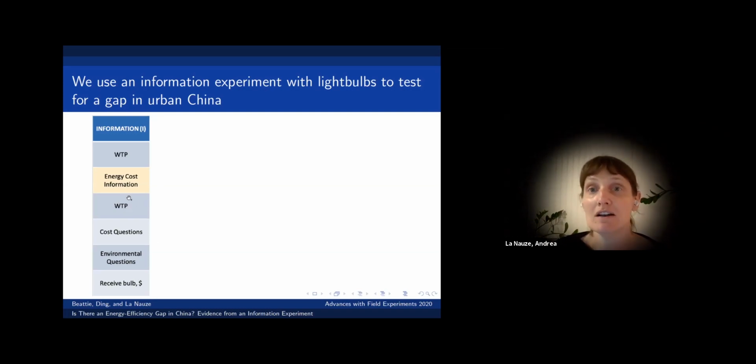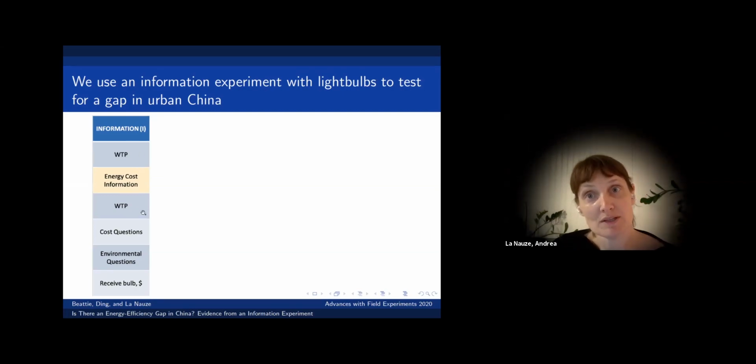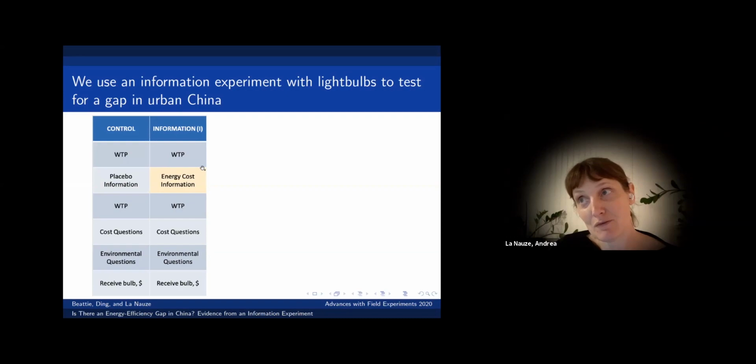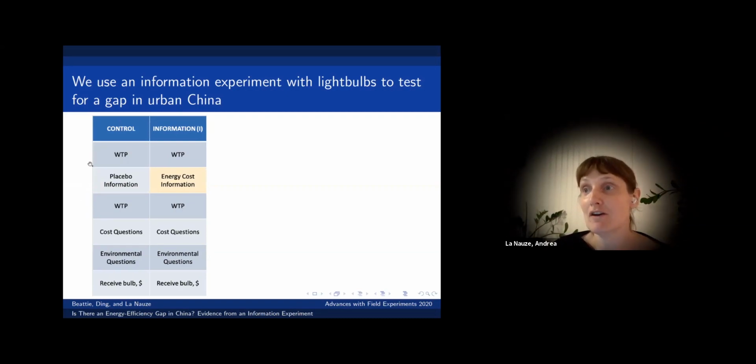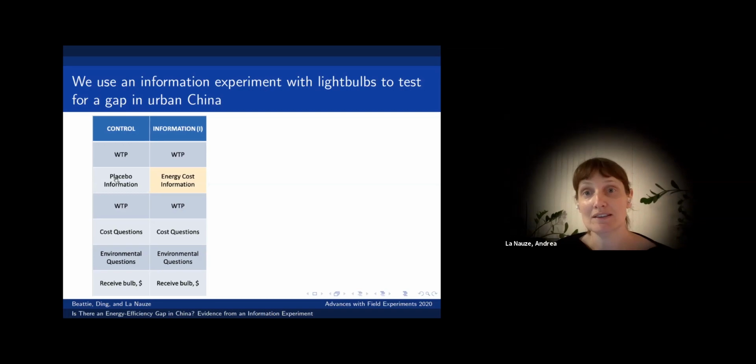And depending on their responses in the multiple price list, participants will receive one of the light bulbs and any remaining shopping budget. So we compare the change in willingness to pay for participants in our information treatment group with the change in willingness to pay from participants in our control group that receive only placebo information. If the change in willingness to pay among the informed group is positive relative to the control group, we'll conclude there's an energy efficiency gap in China.